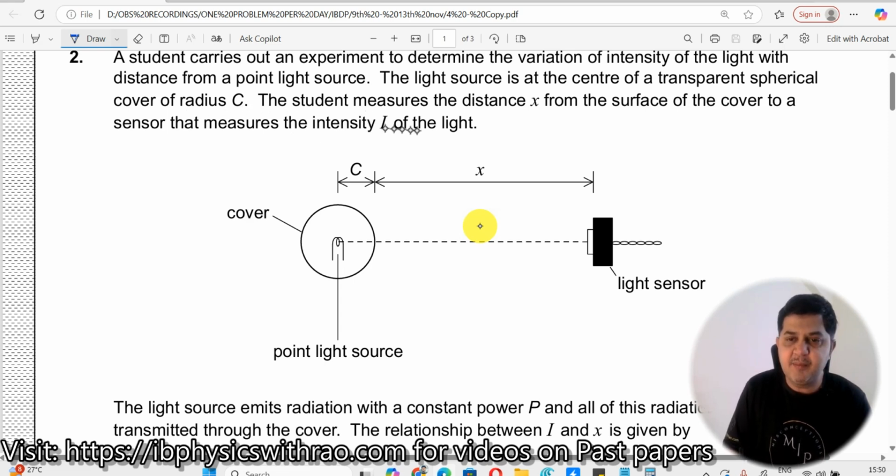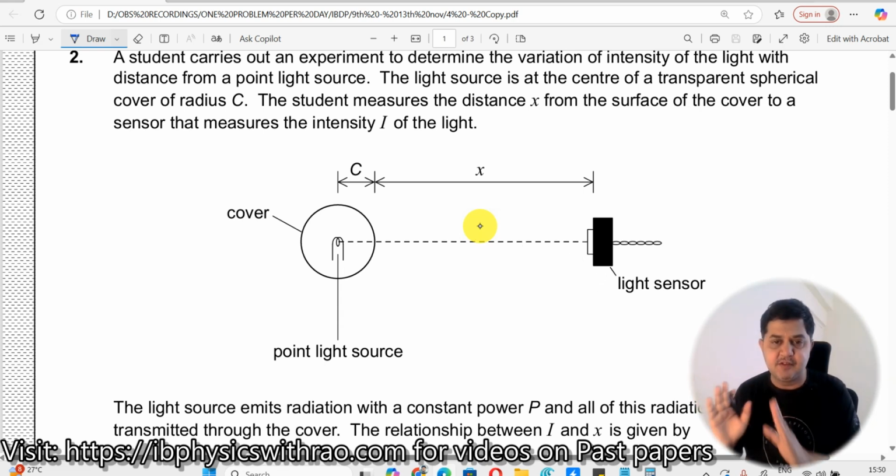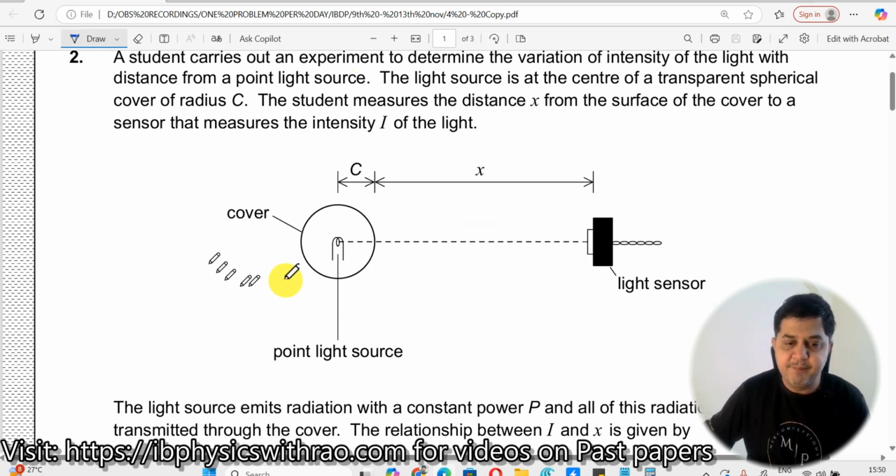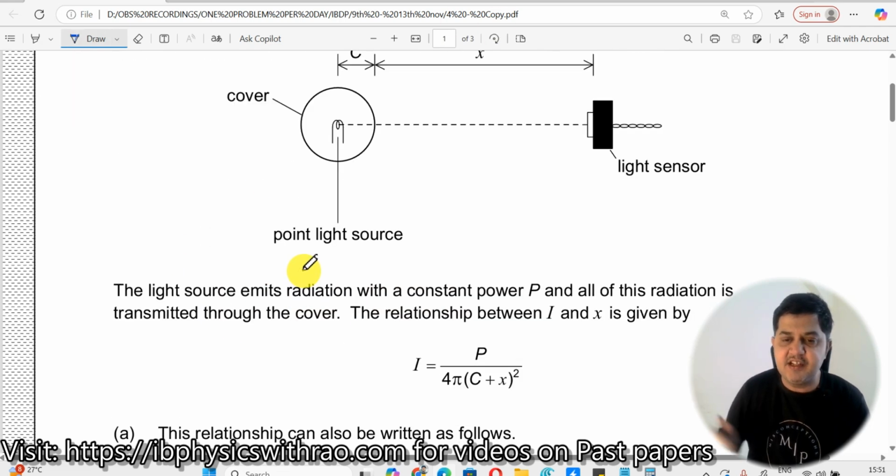The student measures the distance x from the surface of the cover to a sensor that measures the intensity of light. So he is measuring starting from here to here. And he is finding out what the intensity of light is as we move the sensor away. That's what the question is. The light source emits radiation with a constant power P, and all of this radiation is transmitted through this cover. The relationship between I and x is given by I equals power P divided by 4 pi into (c plus x) the whole square, where c is the radius of the spherical envelope.